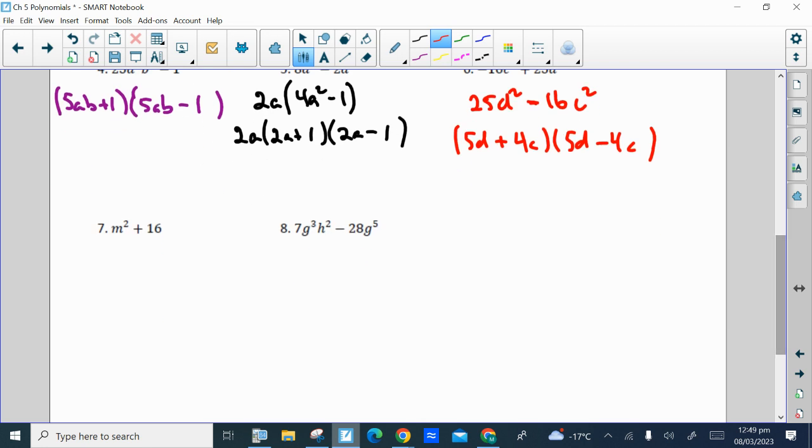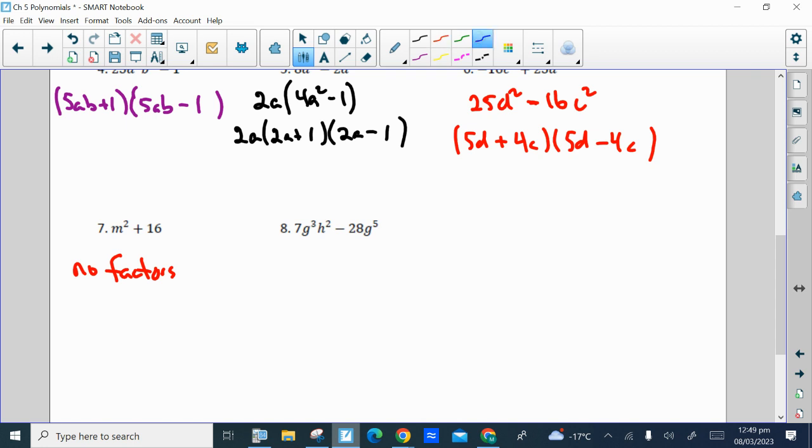Question 7 is not difference of squares because there's a plus sign in between the terms. You cannot factor a sum of squares, only difference of squares. And there's no minus sign between the terms, so it's not difference of squares. It's sum of squares, which cannot be factored.